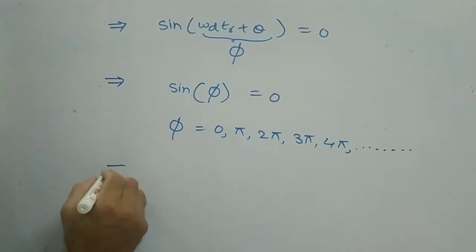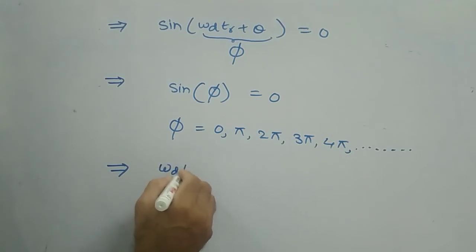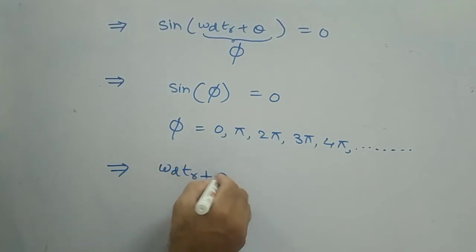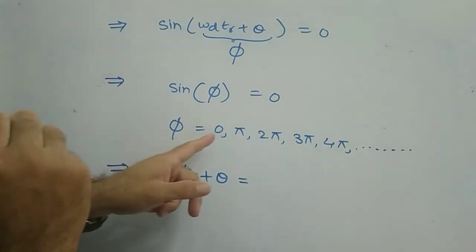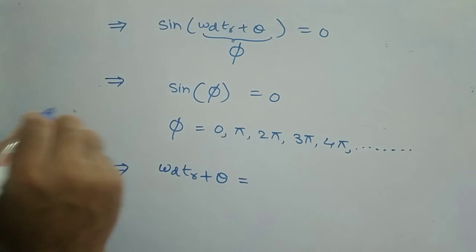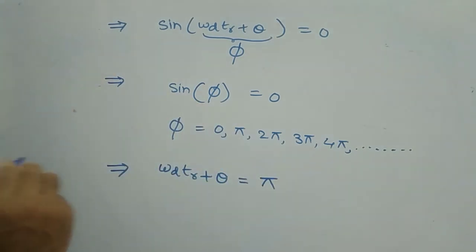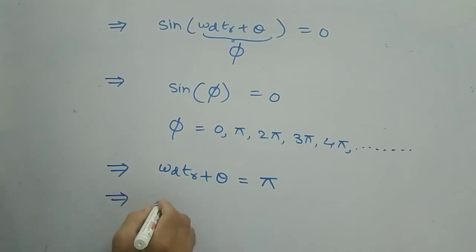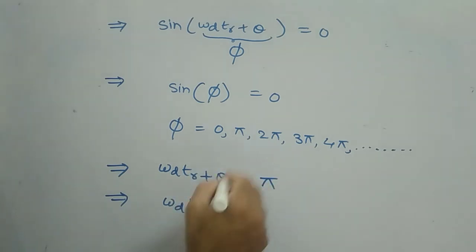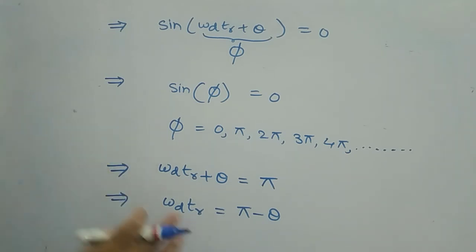This implies, then you substitute, what is phi actually? Omega d tr plus theta is equal to phi. Basically the initial value is 0, so if you consider 0, you will not get any value. That's why you substitute pi. Let us consider this phi should be taken as equal to pi. This implies, from this, omega d tr is equal to, taking theta to the right side, pi minus theta. Clear?